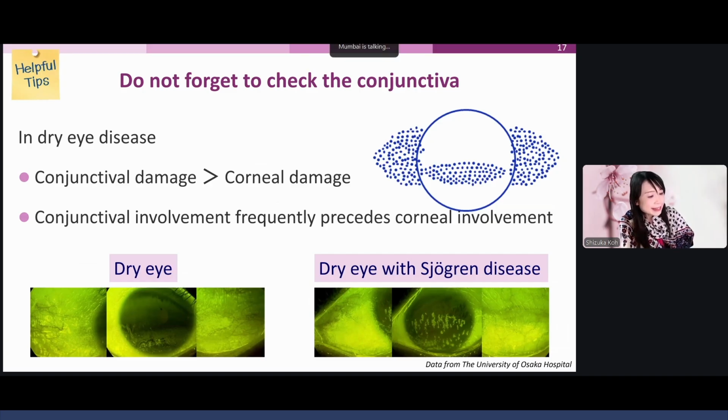When we use fluorescein, our eyes tend to go straight to the cornea. I always remind my residents, please don't forget the conjunctiva. In many patients with dry eye, conjunctival epithelial damage appears before corneal staining. If we don't look carefully, we may miss an important finding.